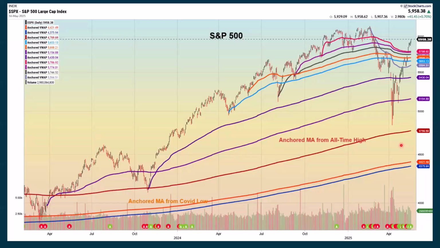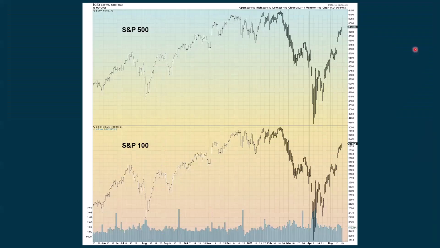Anchored moving averages, we used these a lot when the market was heading lower to try to find areas of support. And then as we've been coming back up, areas of resistance. Well, we've been able to break above all the anchored moving averages that are on this chart. And so we're seeing these moving averages start to smooth out a little bit. And again, just like with other moving averages, the longer we stay above these lines, the more they'll smooth out and actually start to turn back up.